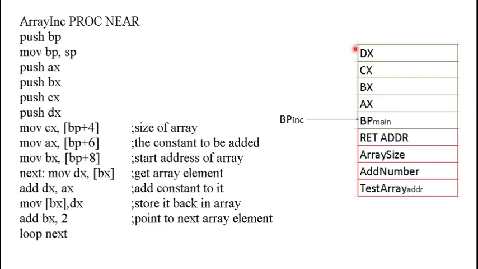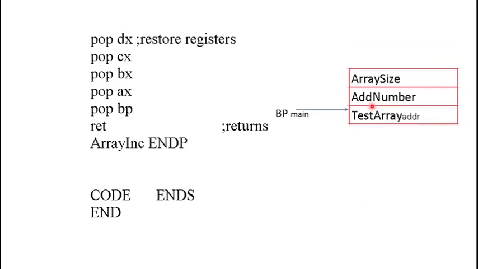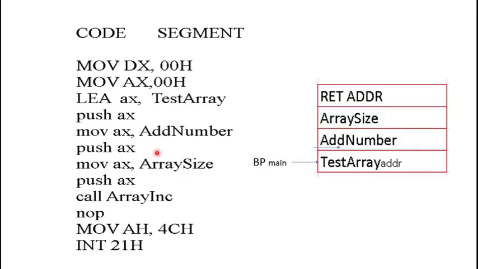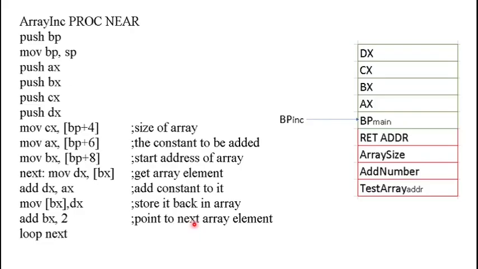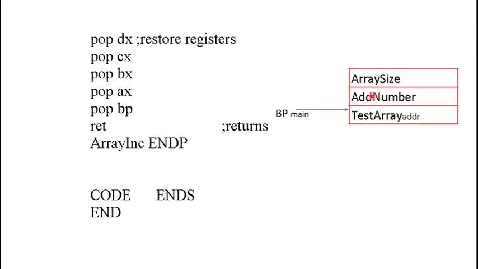Now the stack frame constructed for the procedure is actually removed. Now the only stack frame remaining is the stack frame of the original section of the code segment which called or invoked the array increment procedure. So we are now jumping back to the point where we invoked the call. So the only thing remaining is termination of the procedure or termination of the entire code. Note that in the current stack frame we already have array size, add number and test array, the address of the starting location of the array, pushed in the stack frame.